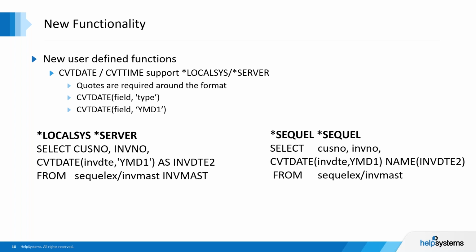So in this version, we do have an additional function that will work in the local sys server setting. The only difference between the two, as you can see on the SQL on the left-hand side of my screen, is that the format, when you tell the convert date function inside of it what the date looks like today, requires single quotes. So on the left side, you notice that the YMD1 is enclosed in single quotes, but on the right-hand side, using that SQL type of connection, the YMD1 does not require quotes.